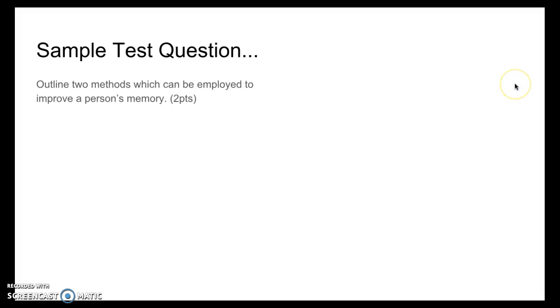Here's a sample test question. This is from an IB exam from a couple of years back. It states, outline 2 methods which can be employed to improve a person's memory. It's worth 2 points. Can you list off 2?